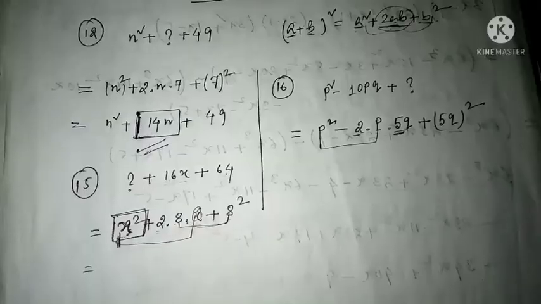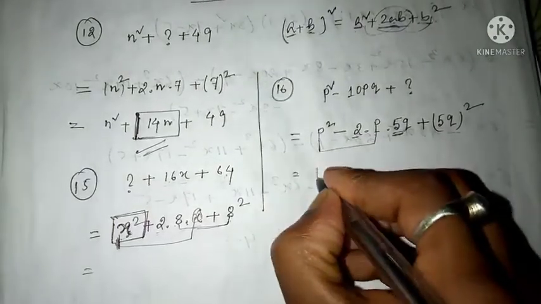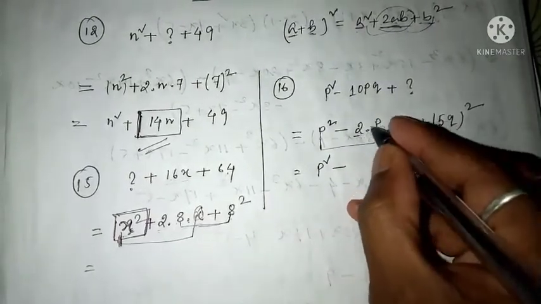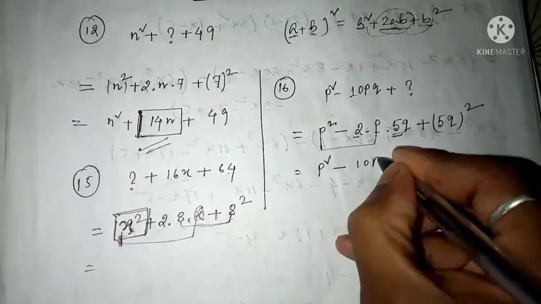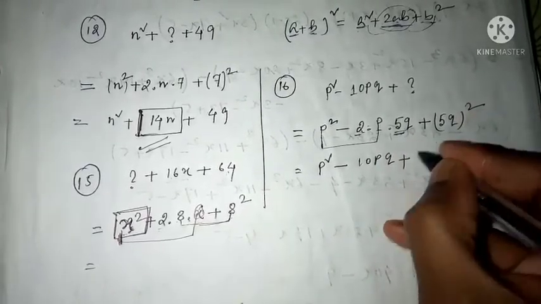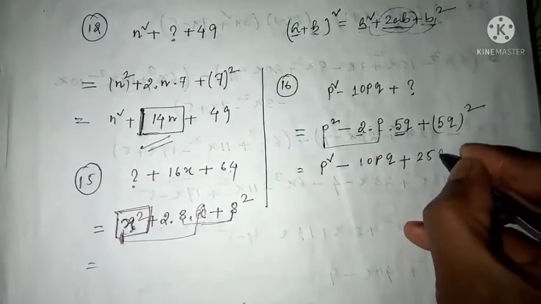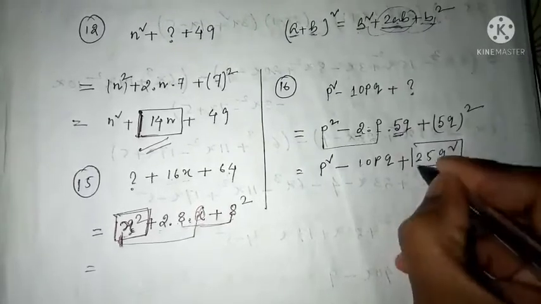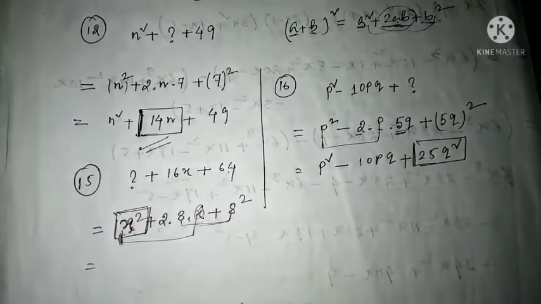Then you write here p square minus 2 into 5, that is 10pq. Now 5 square means 25q square. Now 25q square is our missing term.